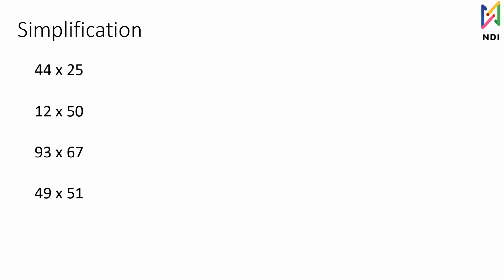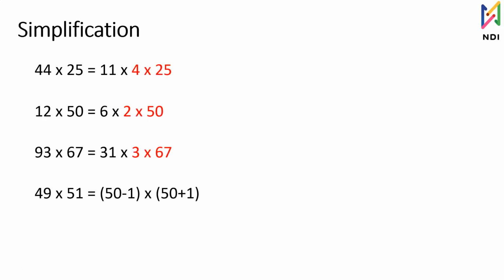Yes, the objective is to compute 44 into 25, 12 into 50, right? But can I write this in a different manner so that the computation is faster for me? 44 into 25 can be written as 11 into 4 into 25. 12 into 50 can be written as 6 into 2 into 50. 93 into 67 can be written as 31 into 3 into 67.